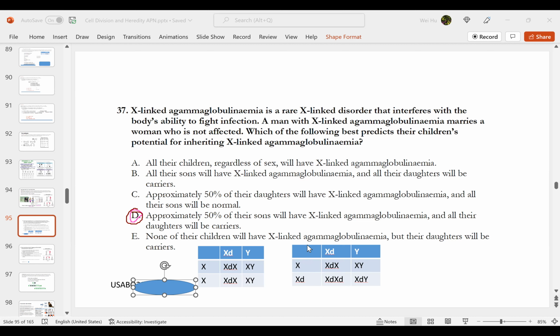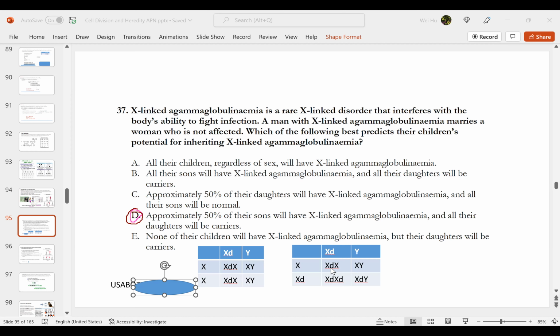Okay, so now can we find this one in these 5 choices? The answer is no. So let's see D. I got 2 or 3 students who answered D. They said approximately 50% of the sons will have the X-linked disease. Good for this one, but not approximately, it should be clean cut: 50%, 25%. Right? For this one, I'll give you credit for half of the sons getting the disease. Then the rest of the daughters will be carriers.